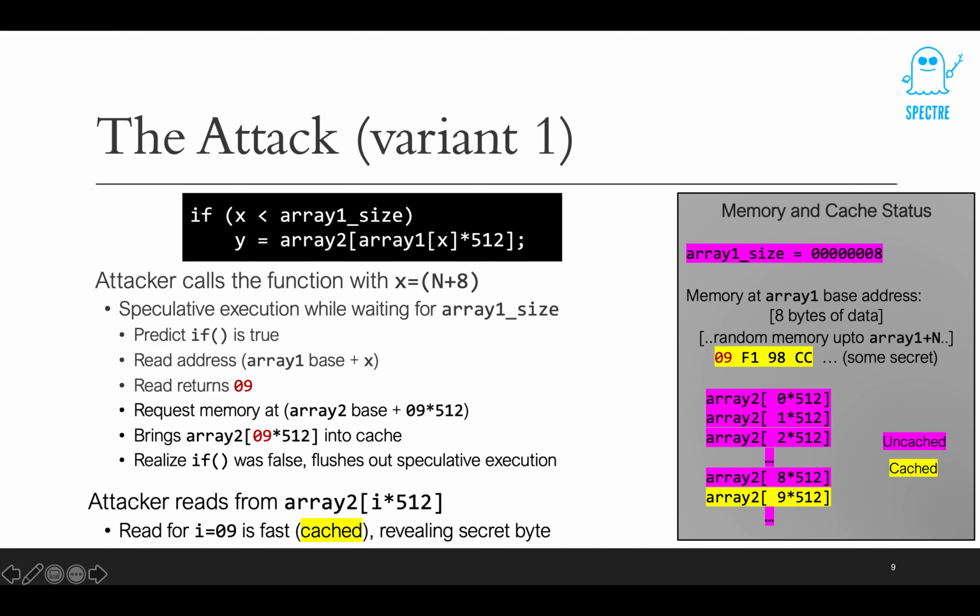Later, the attacker checks all 256 possibilities of i values to see which one in array2 is in the cache and reads fast. For the one that was brought into the cache, for i equals 9, that read happens very quickly. Others need to be fetched each time from DRAM, which takes hundreds of clock cycles. This reveals the secret. The attacker can use different values of x to reveal the whole secret.